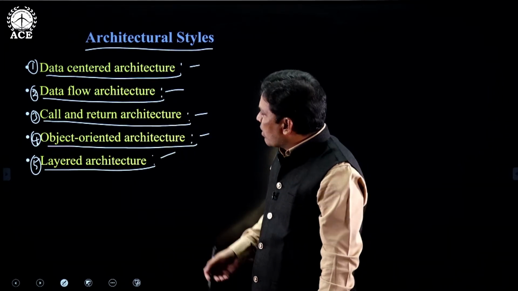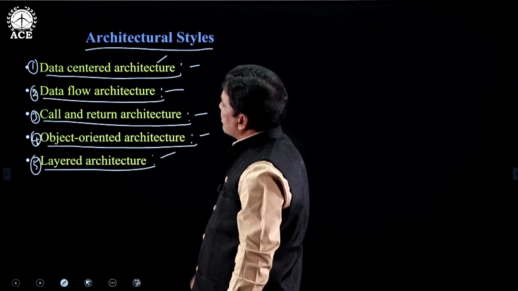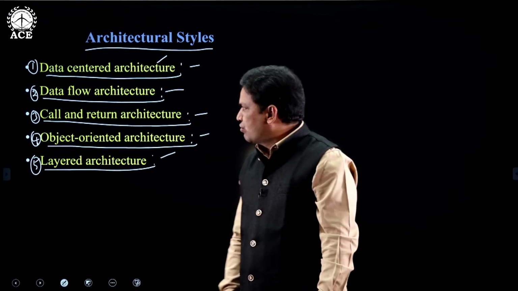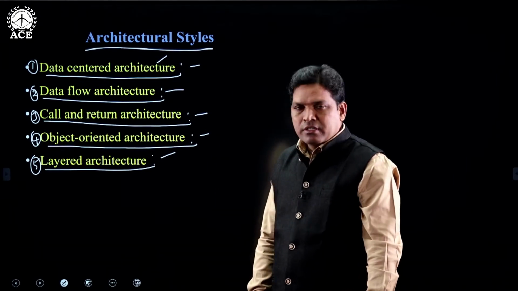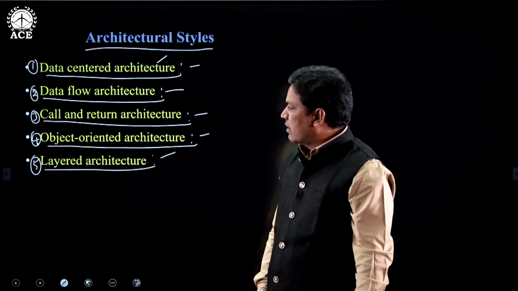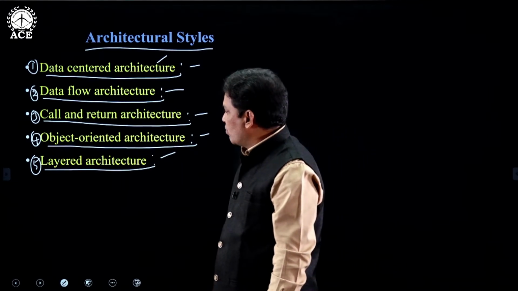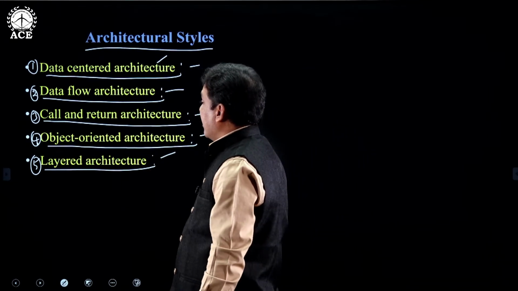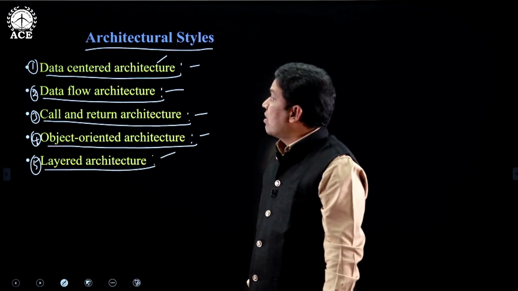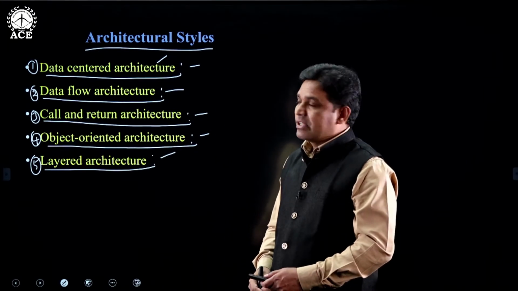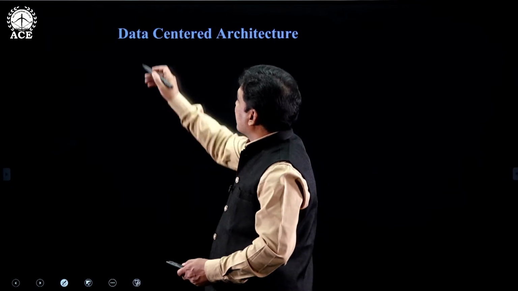Five categories. What are those? First is data-centered architecture. Second is data flow architecture. Third is call and return architecture. Fourth is object-oriented architecture. Fifth is layered architecture. About these architectural styles, we'll discuss in detail, right?